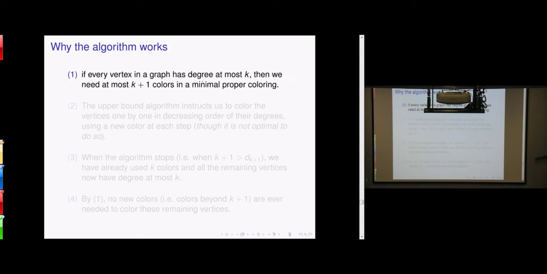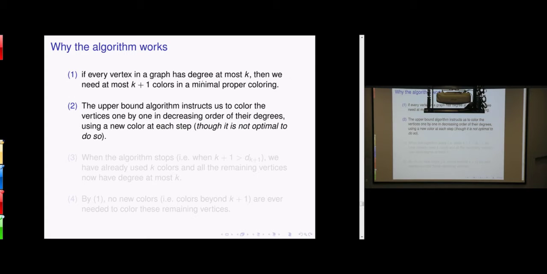If every vertex in the graph has a degree at most k, then we need at most k plus 1 colors in the minimum proper coloring, because you can always give them different colors. Now the upper bound algorithm instructs us to color the vertices one by one in decreasing order of the degrees, using a new color at each step. Okay, it's not optimal. We'll see an example.